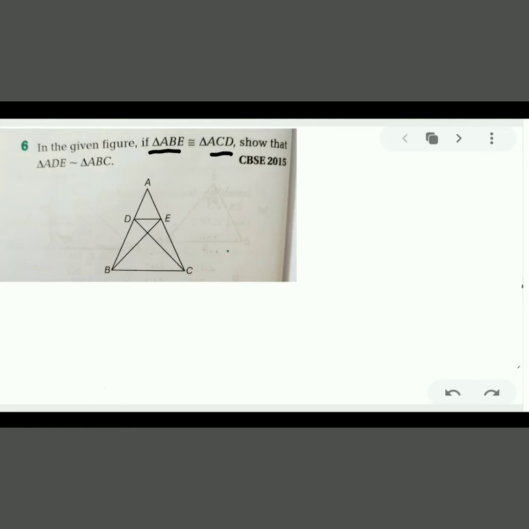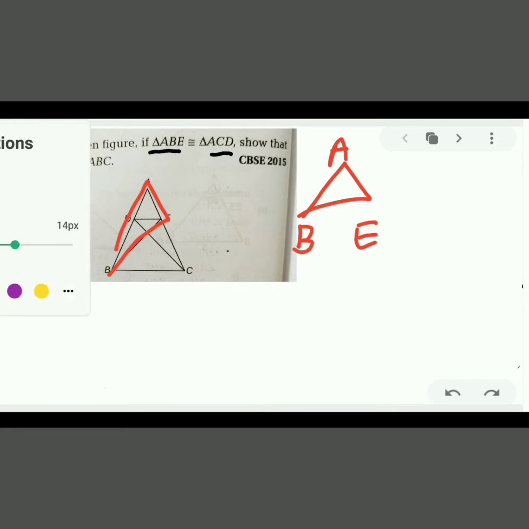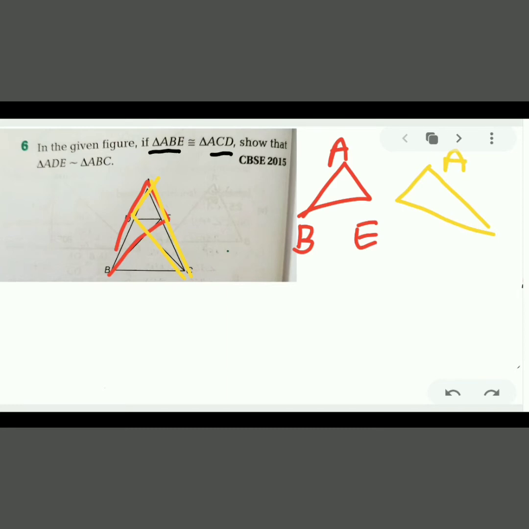So here we are drawing the figure. One triangle is A, B and E, and that is exactly congruent to this ACD. Here I am drawing another figure, and that will be A, here will be C and here will be B. So from this, what can we see over here? We have drawn two figures and they give these two figures as congruent.